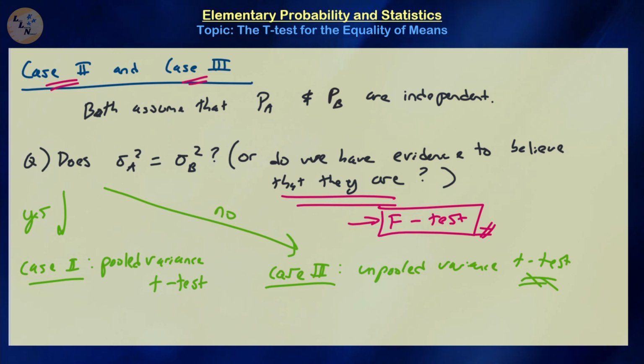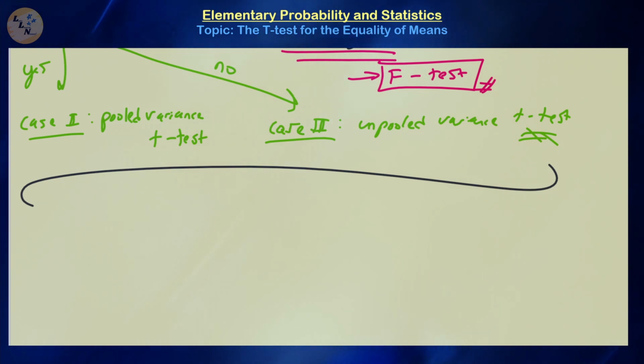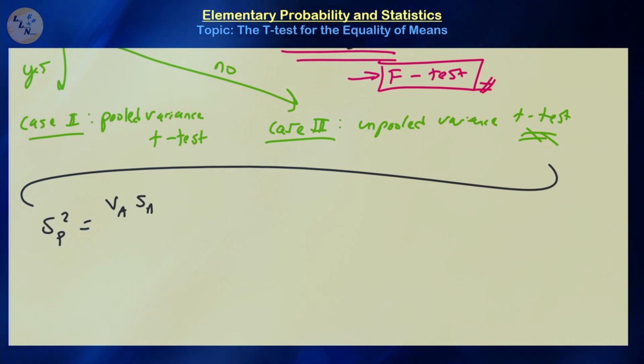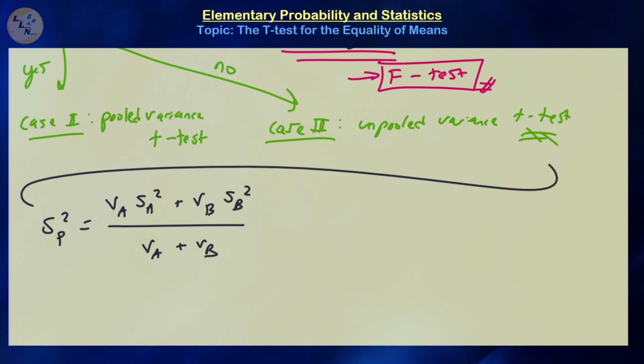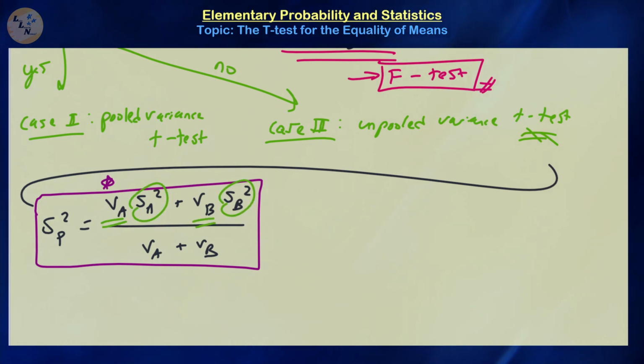So let's briefly talk about the theory associated to case 2 for the pooled variance t-test. All right. So the pooled variance is going to be equal to the degrees of freedom for A times SA squared plus the degrees of freedom for B times SB squared, the variance of B, all divided by nu A plus nu B. If you remember from the discussion for the pooled proportions test for comparing two proportions of two different populations, the pooled proportion had a similar structure to this. So what we're doing is we're pretty much weighing the variances with respect to their sample size. So it's practically the same exact thing.